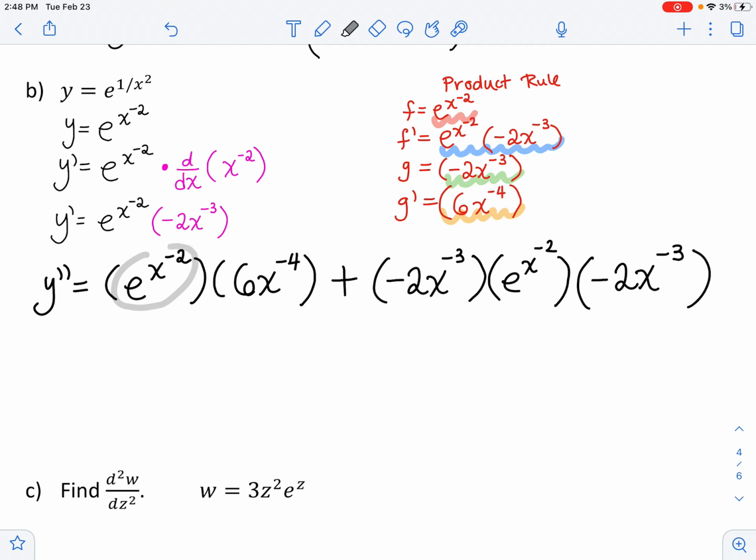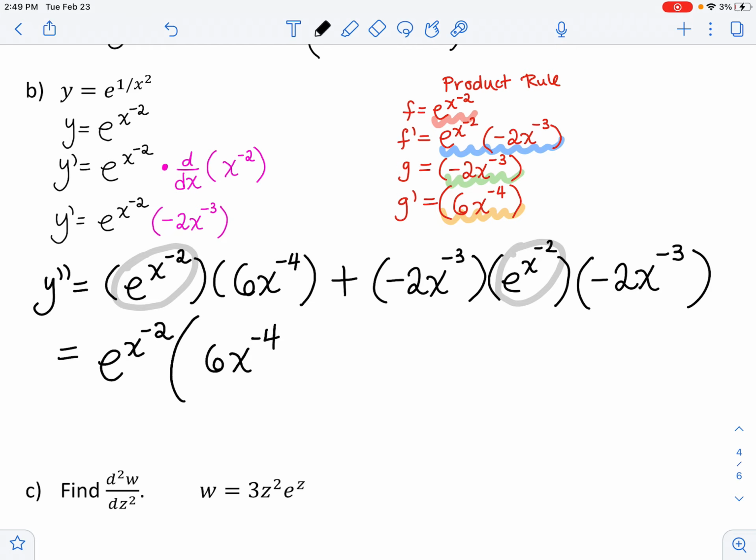They have this in common, and is that the only one? I mean, there are a couple more, but let me go ahead and pull that out first, and then I'll simplify inside, okay? E to the x raised to the negative second power. Open a big parenthesis. It's okay. I'm going to go ahead and put down what's left inside.